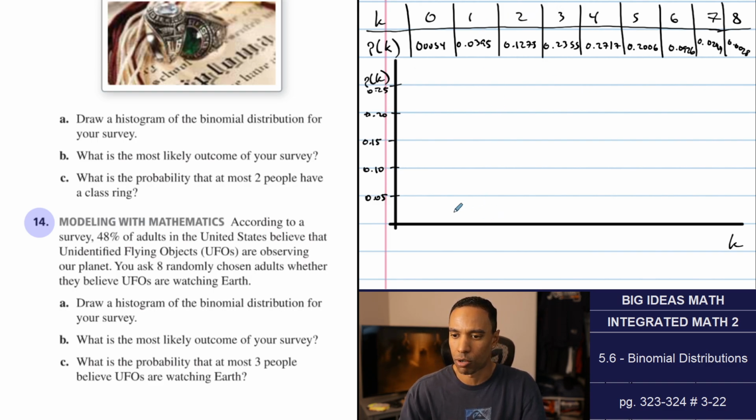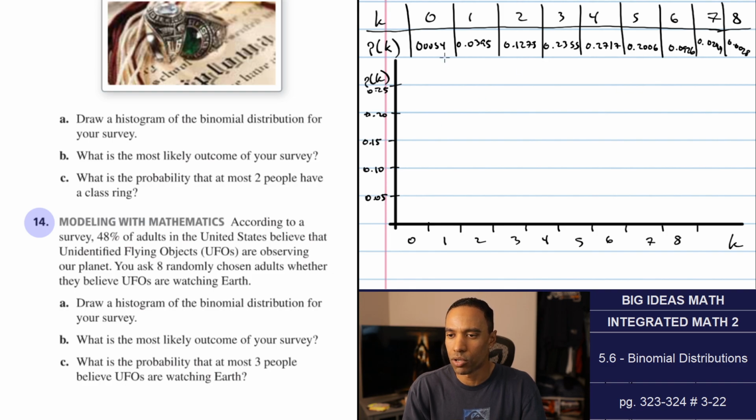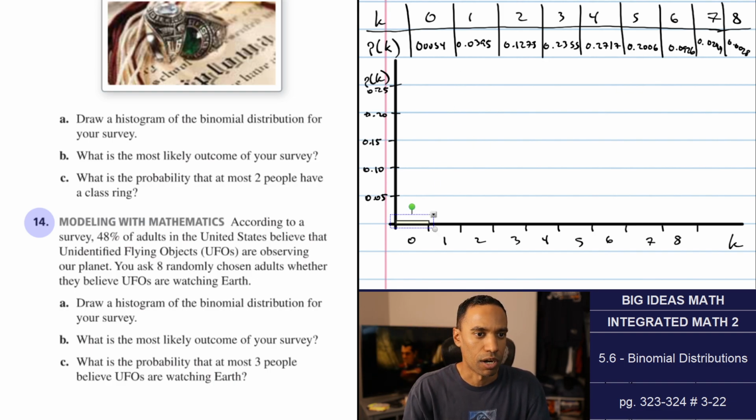And then let's divide these in increments here. All right, so 0, 1, 2, 3, 4, 5, 6, 7, and 8. All right, it's a lot of histograms, man. So 0, that's 0.0054. So that's less than half a percent, excuse me, more than 0.5%. But very, very small. Actually, let me see it on my calculator because that number was hard to read.